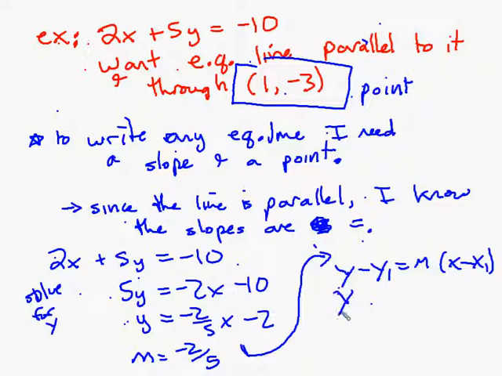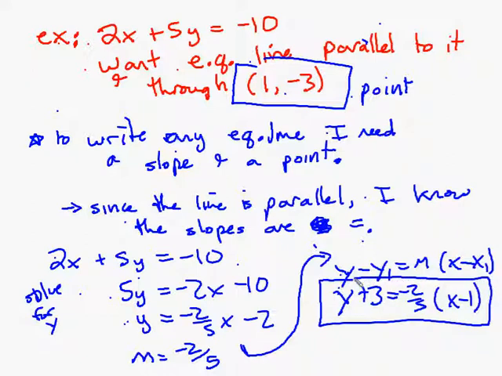So y plus 3 equals negative 2/5 times (x minus 1). And now I'm done. That's my line. Now I could change that to slope-intercept form if I wanted by clearing my fractions and solving for y. But that line is parallel. What is it? That's negative 2/5, by the way. Negative 2/5. Okay, it's just messy.